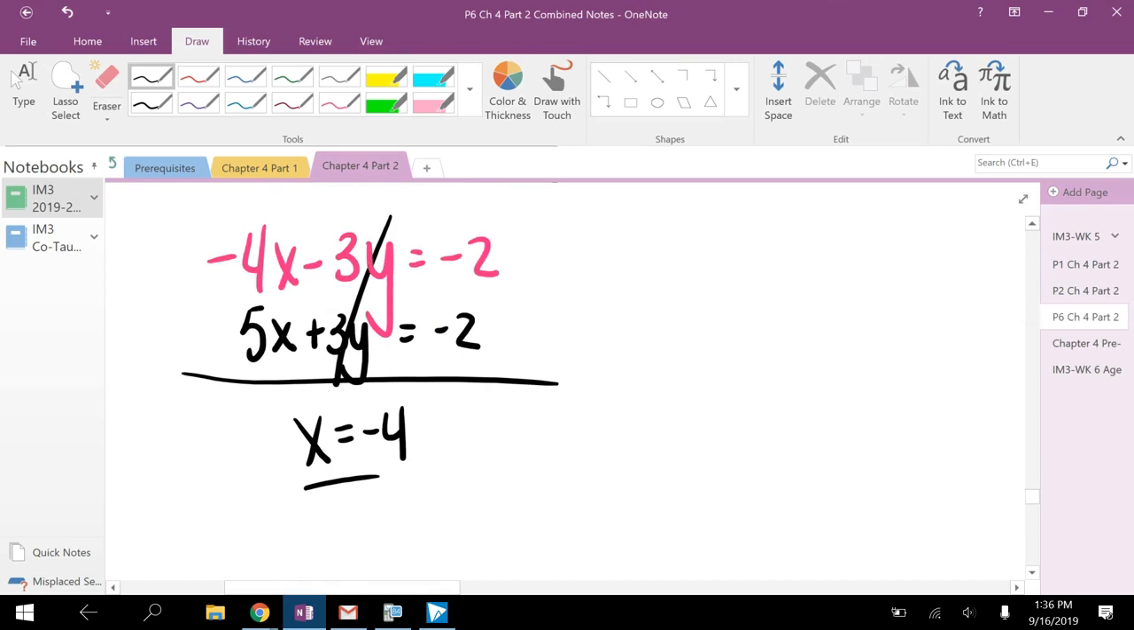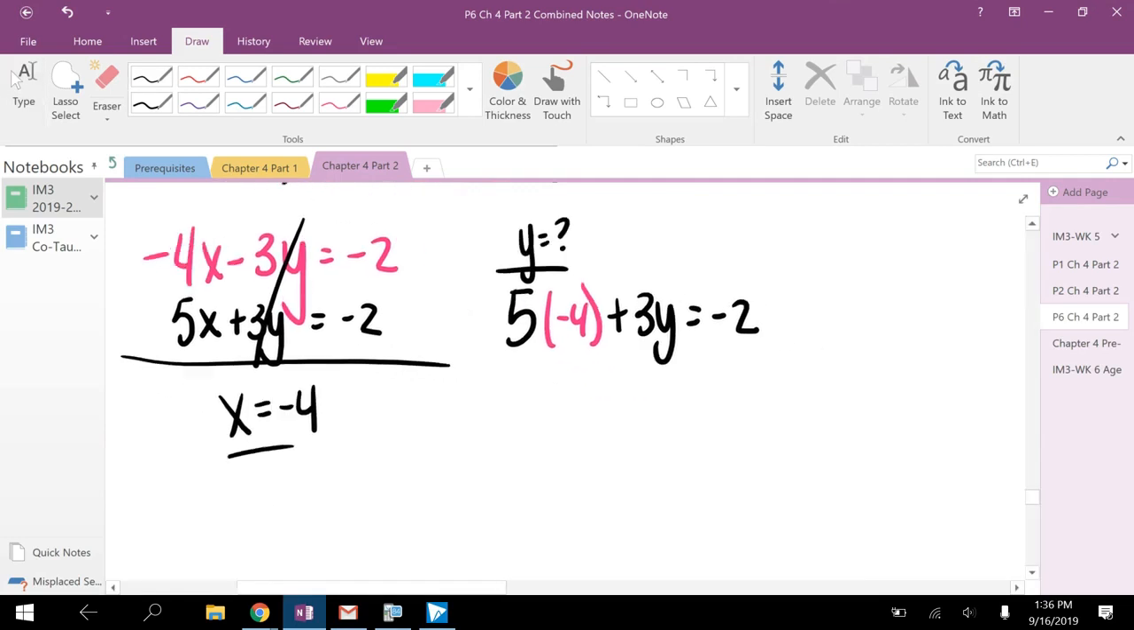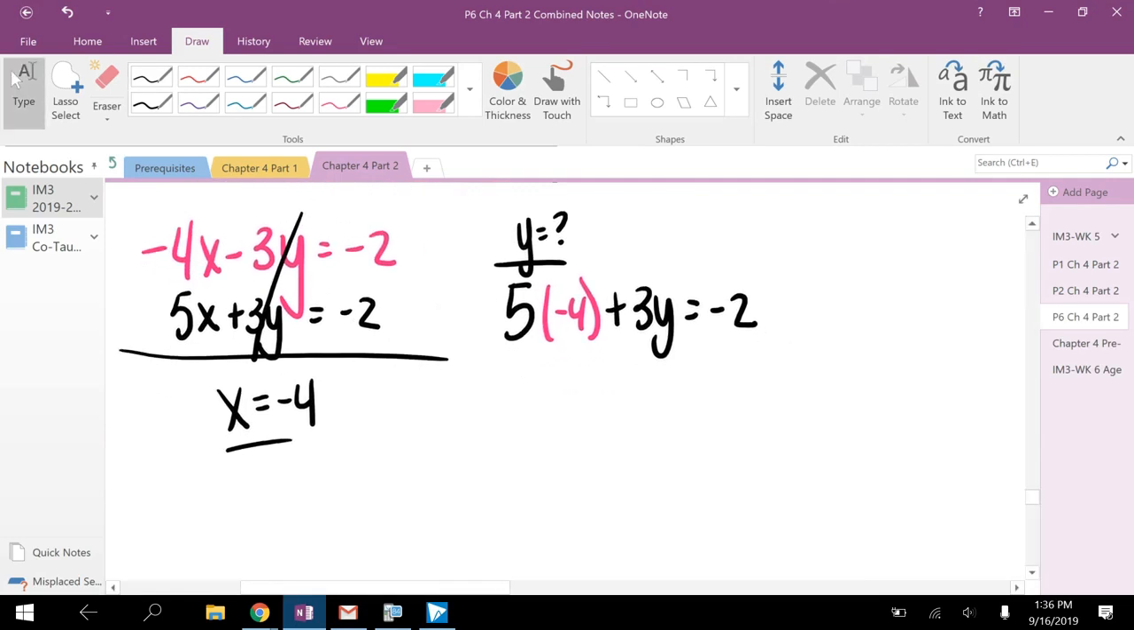Now let's find y. You can choose whatever equation you want. You can choose this one or this one. Maybe I'll do the bottom one just to make sure that you can see that you can do both. So I can do 5 parentheses -4, because I'm plugging it in for x, plus 3y is equal to -2. Take 30 seconds and see if you can solve for y now. And you're just solving. You're not doing anything crazy. The only new part is this. Solving should not be new. You know how to solve because you're good at it.